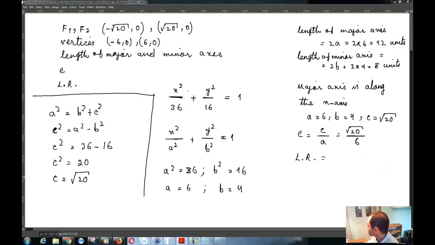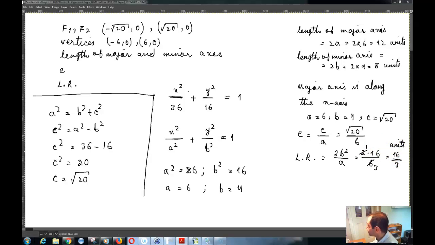Is equal to 2 times b squared over a, where b squared is equal to 16. So 2 times 16 divided by 6. Divide by 2, you will get 1. Divide by 2, you will get 3. So that's 16/3 units.